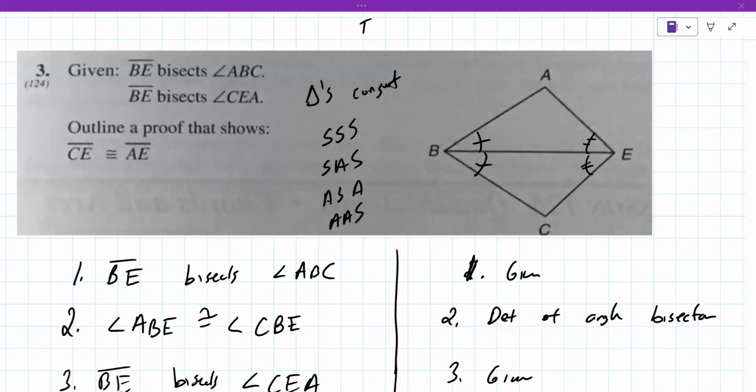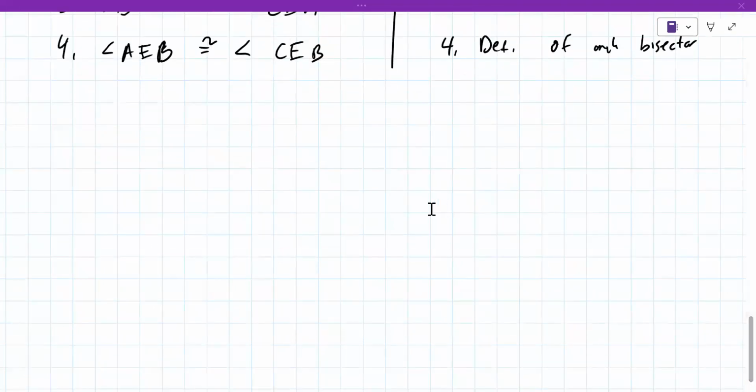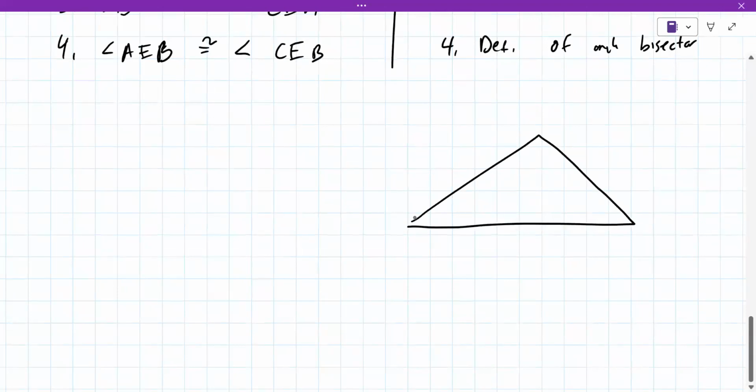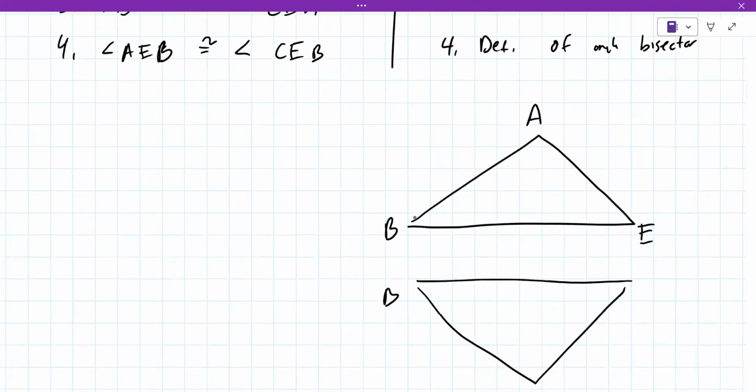A and C, there is no line connecting them, which means you would have to draw a line. Sometimes you have to draw the triangles separate, and then it becomes clear what's congruent. So let me do that for you here. So A, B, E, and then you draw them separate here, B, E, C. Do you see any segments that are congruent now?